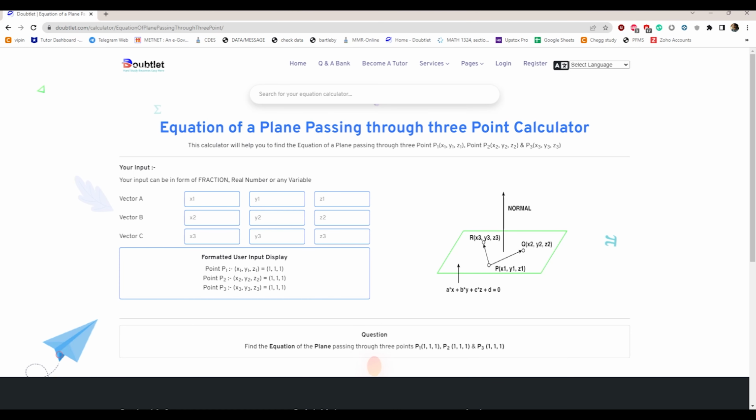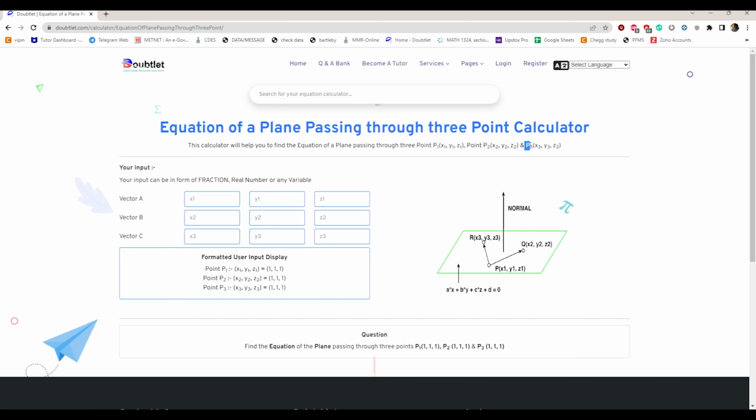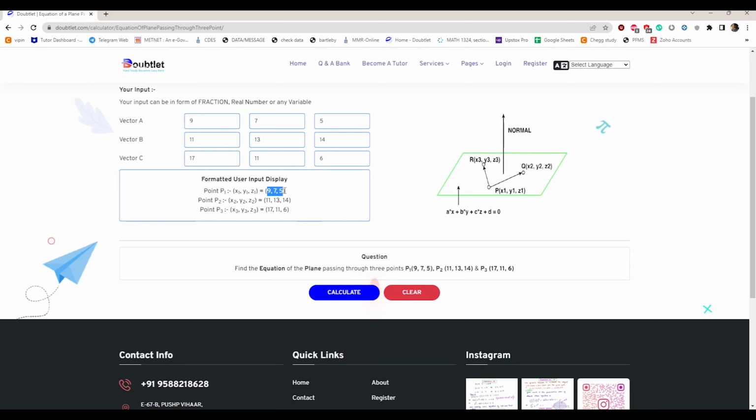So guys, this is the landing page of my calculator, that is, equation of plane passing through three points. So here P is given, Q is given, and R is given. Basically we need to just put in the coordinates as given. The P coordinates are 9, 7, 5, and the Q coordinates are 11, 13, 14, and then the R coordinates are 17, 11, and 6. We can check these coordinates, whether we have made the right input or not, here in the formatted user input display, and the question is automatically formed.